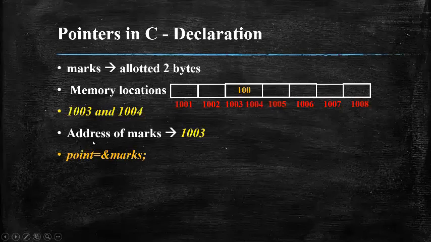So what is the address of the variable marks? The address of the variable marks is 1003, and this 1003 will be held by the pointer named point. So now point will have the address 1003. So 1003 is the address of marks. So point is a pointer variable that is going to hold the address of another variable.